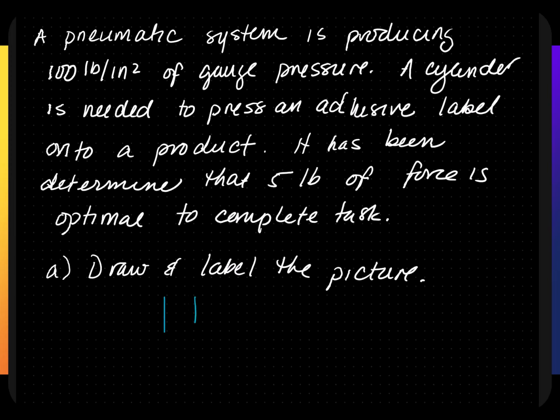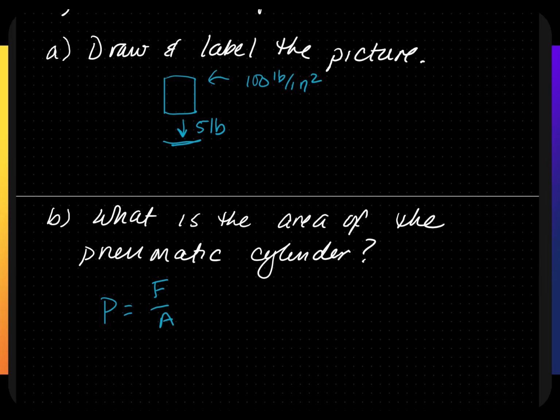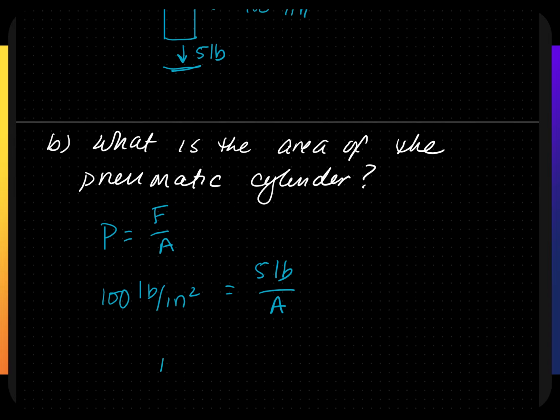So we have a cylinder and the cylinder will exert 100 pounds per square inch, and it is pressed on an adhesive label that is down here. The force that is going to be exerted is 5 pounds. The next part: what is the area of the pneumatic cylinder? Pressure is equal to force per area. We know that pressure is given as 100 pounds per square inch. This is equal to 5 pounds over the area. When we're solving for the area, we rearrange, so area becomes 0.05 square inches.